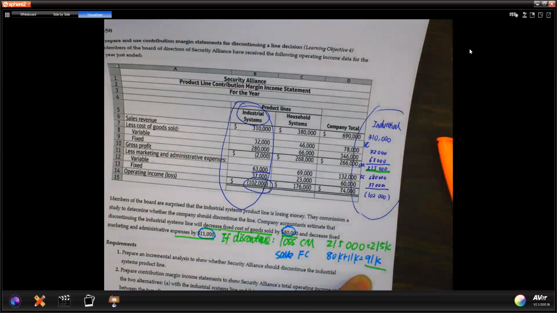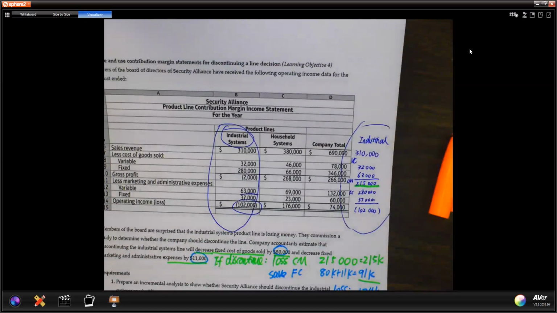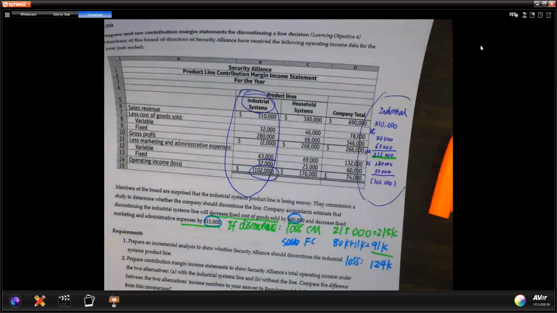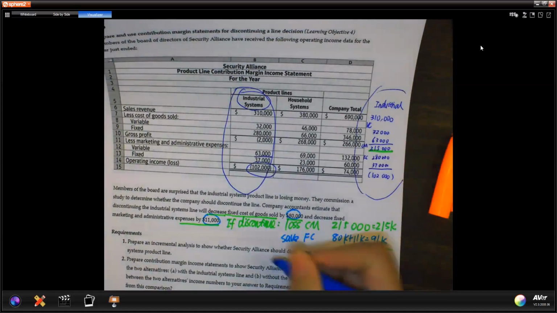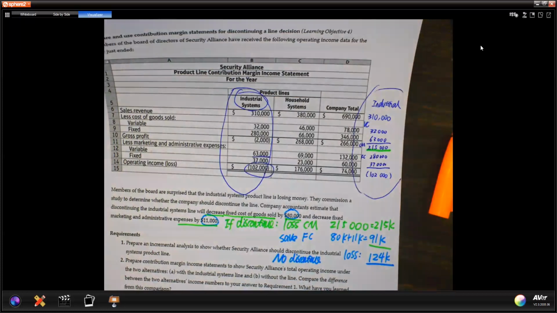So let me do the number. How much will you lose net? You lose 215, you save 91. So net you will lose 124,000. So our decision is, should we discontinue it, yes or no? Then our decision is very clear. No, we should not discontinue. We still keep it because we will lose 124,000 if we discontinue.